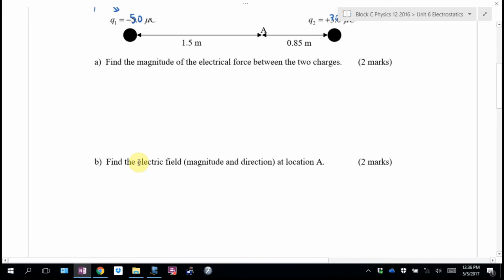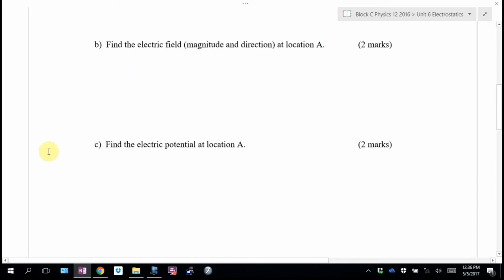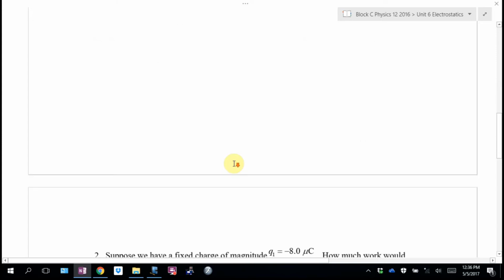Absolutely, part B, I could ask you to find the electric field when there's 2 charges. You'll find the electric field from charge 1, magnitude and direction. You'll find the electric field from charge 2, magnitude and direction, and you'll add them vectorially. I can ask you to find the electric potential at location A. Turn the page over.